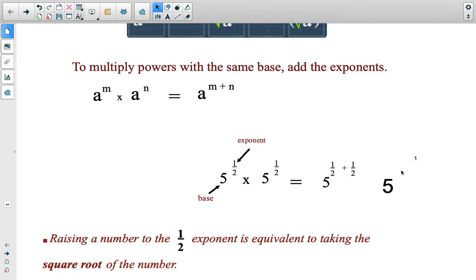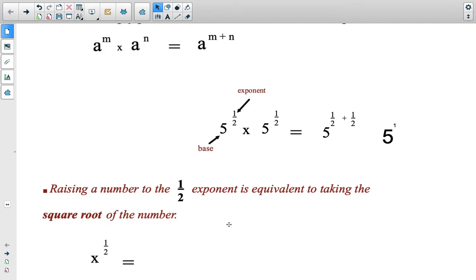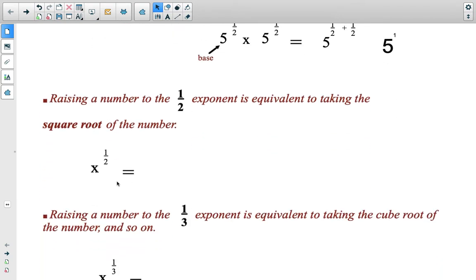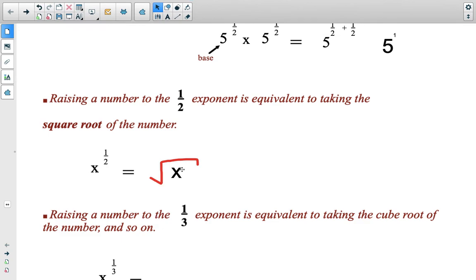So what does 5 to the power of 1/2 mean? Basically, raising a number to the power of 1/2 is the same thing as making it a square root. So x to the power of 1/2 is the exact same thing as saying this is equivalent to the square root of x. Okay, so that's what raising to 1/2 or x to the power of 1/2 is.